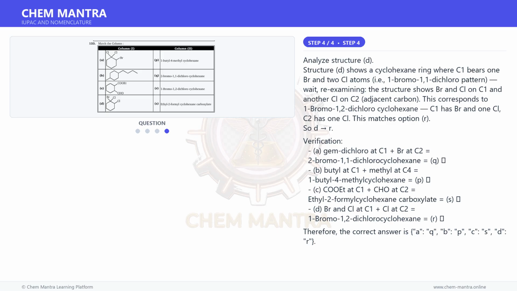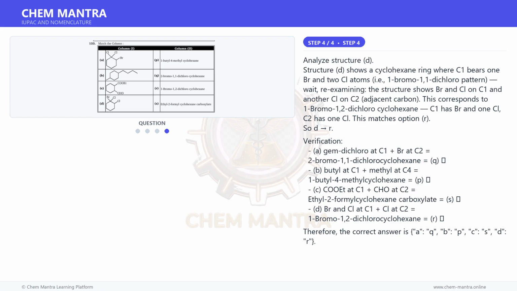Analyze structure D. Structure D shows a cyclohexane ring where C1 bears 1 Br and 2 Cl atoms, i.e. a 1-bromo-1,1-dichloro pattern. Wait. Re-examining, the structure shows Br and Cl on C1 and another Cl on C2, the adjacent carbon. This corresponds to 1-bromo-1,2-dichlorocyclohexane, where C1 has Br and 1 Cl, and C2 has 1 Cl. This matches option R. So D matches R. Verification.